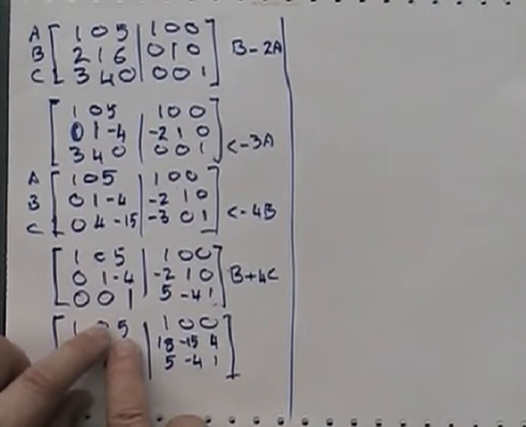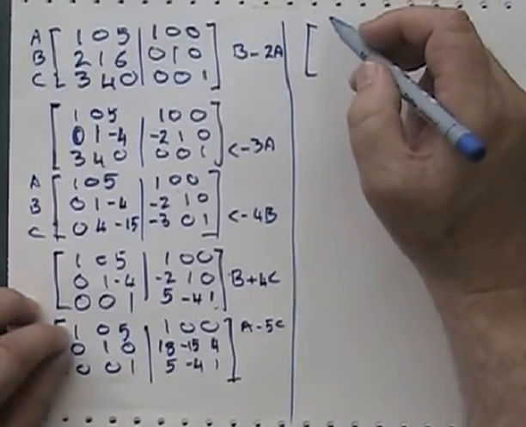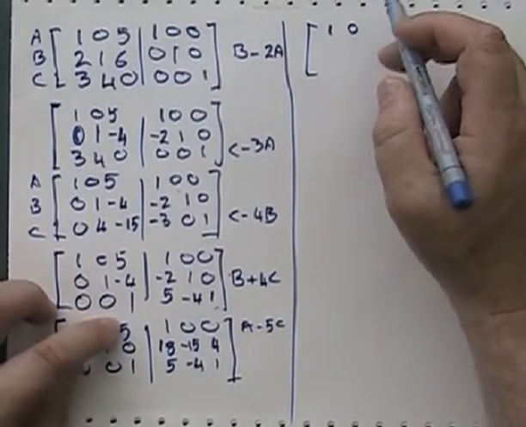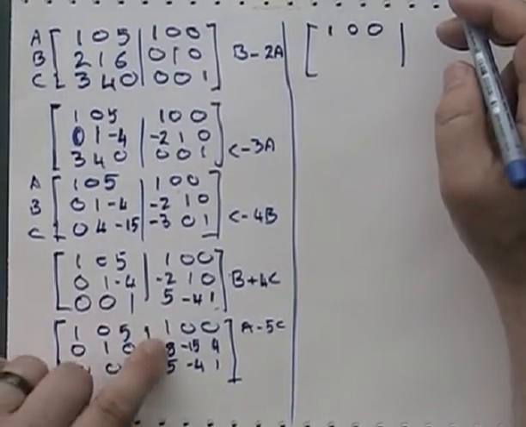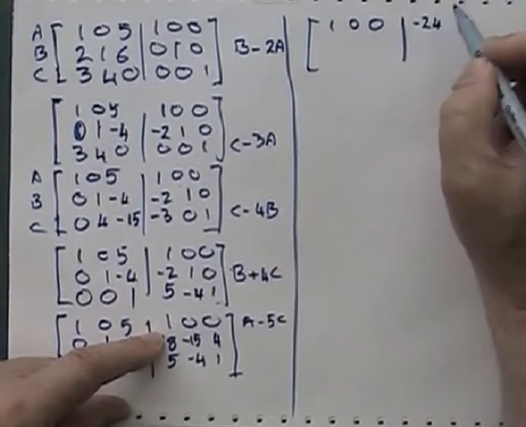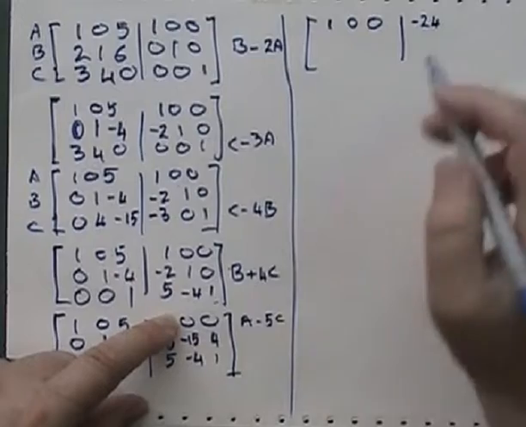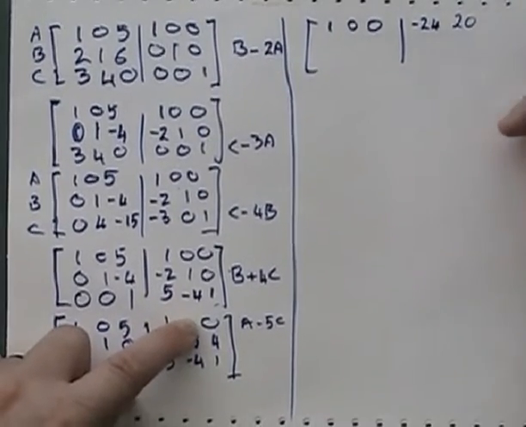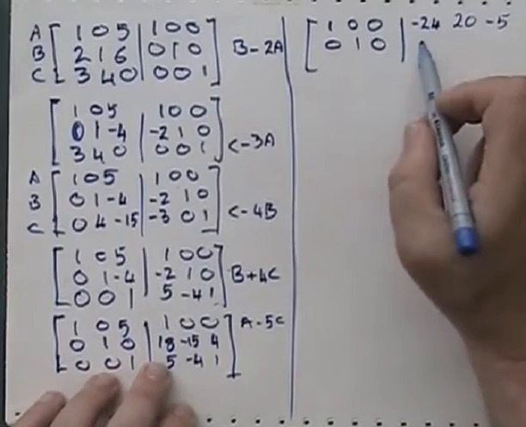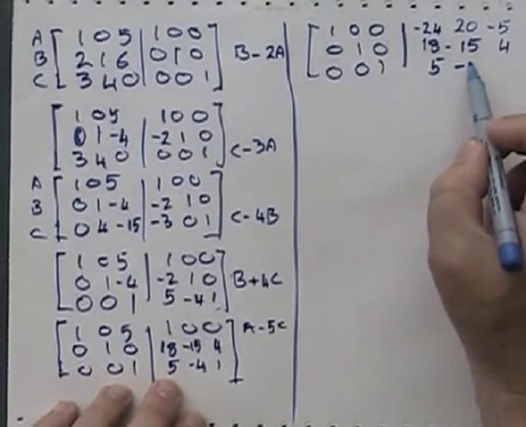Okay, so now we've just got to get rid of that 5. The easiest way to get rid of that is going to be A minus 5 times C. So 1 minus 5 times 0 is 1. 0 minus 5 times 0 is 0. 5 minus 5 times 1 is 0. Got to do the other side. 1 minus 5 times 5 is negative 24. Okay, so 0 minus 5 times negative 4 is positive 20. 0 minus 5 times 1 is negative 5. The other rows are unchanged: 18, negative 15, 4, and 0, 0, 1 with 5, negative 4, 1.